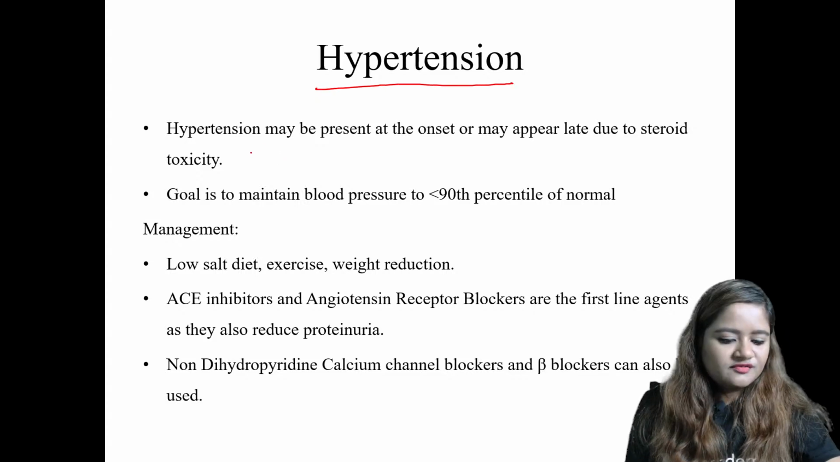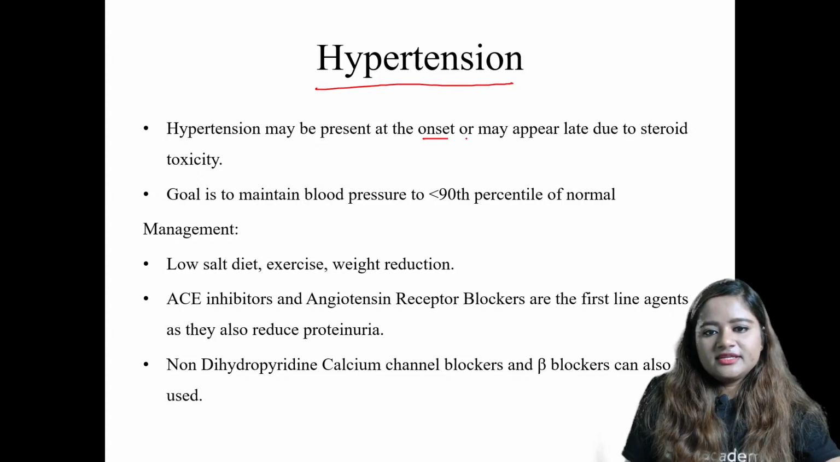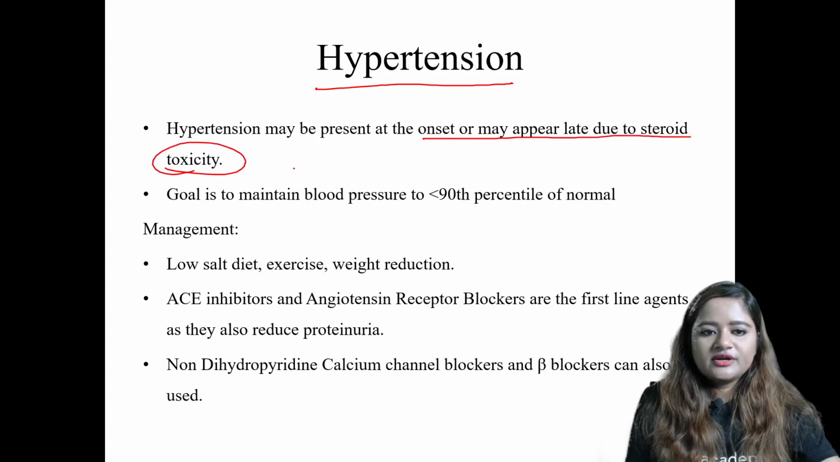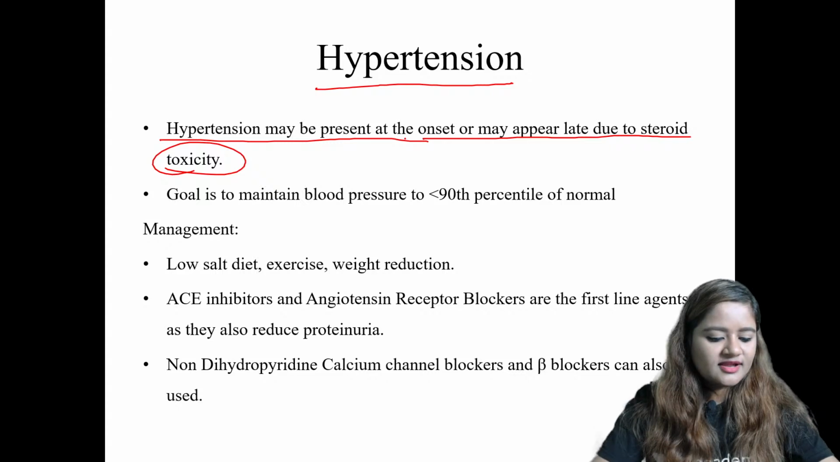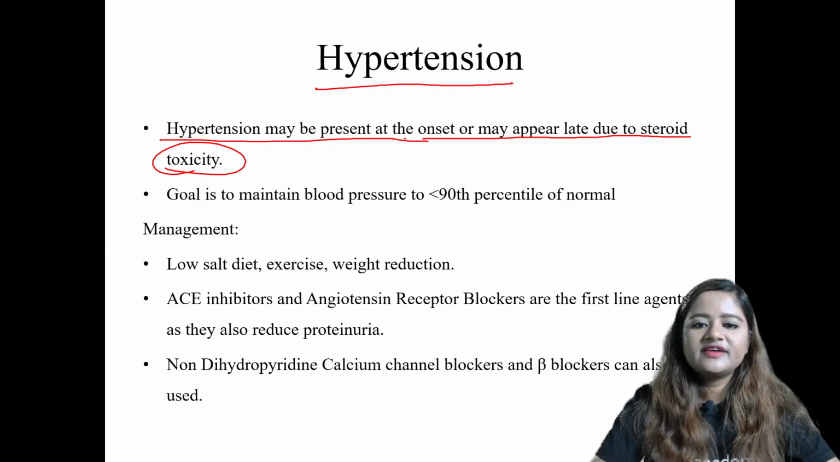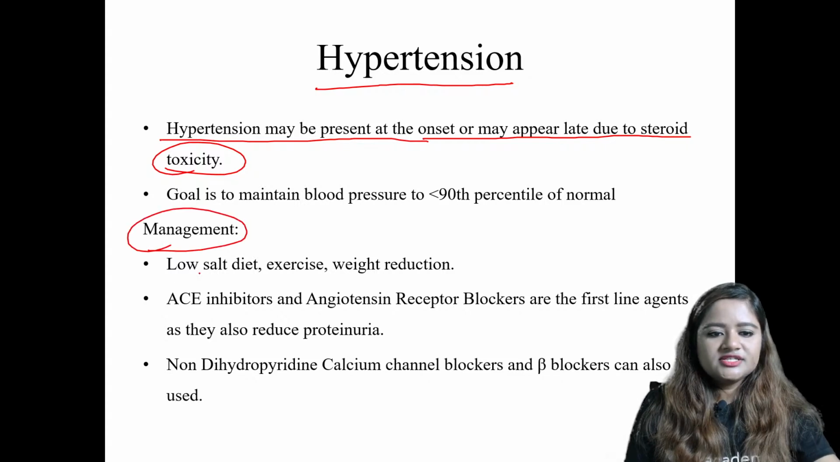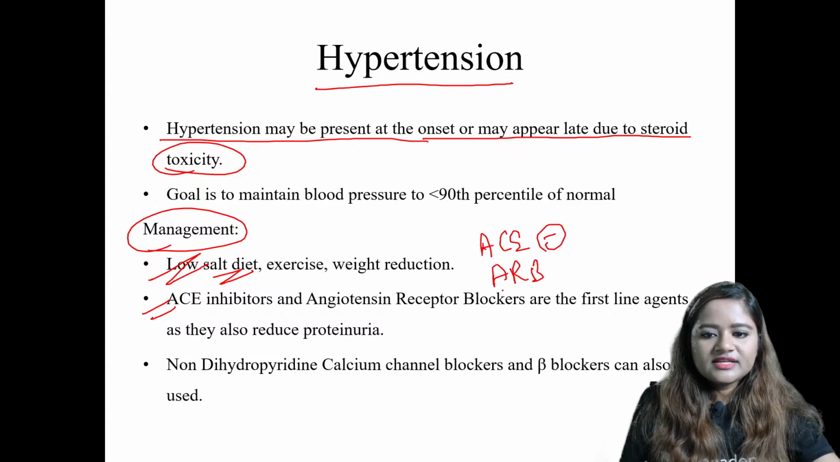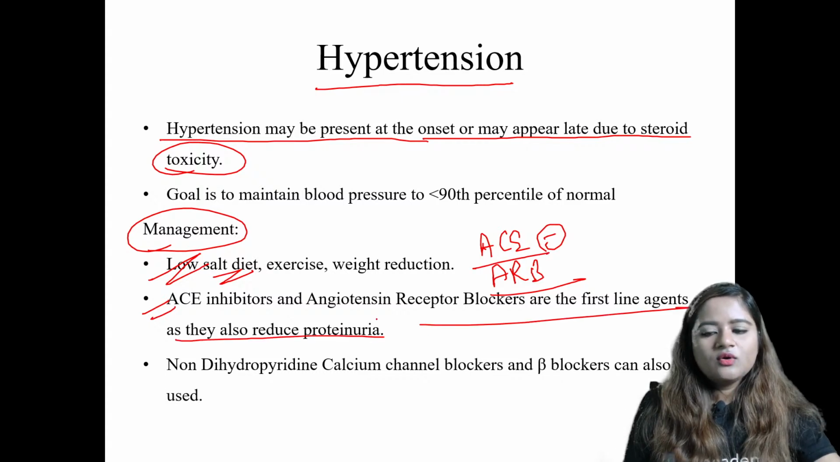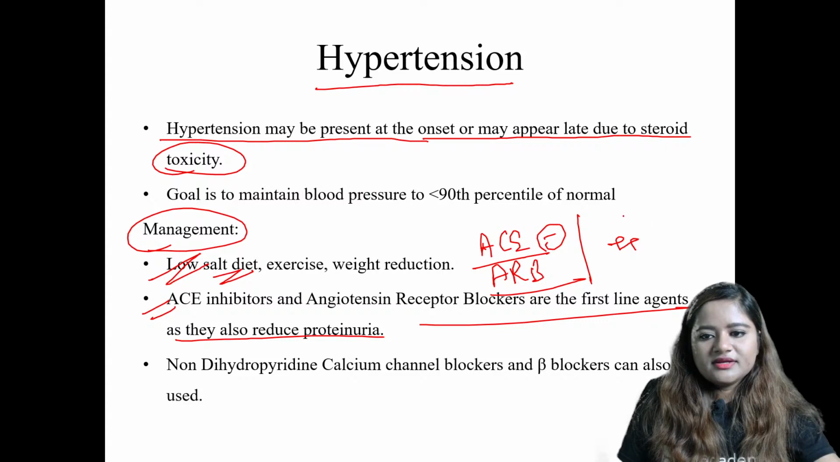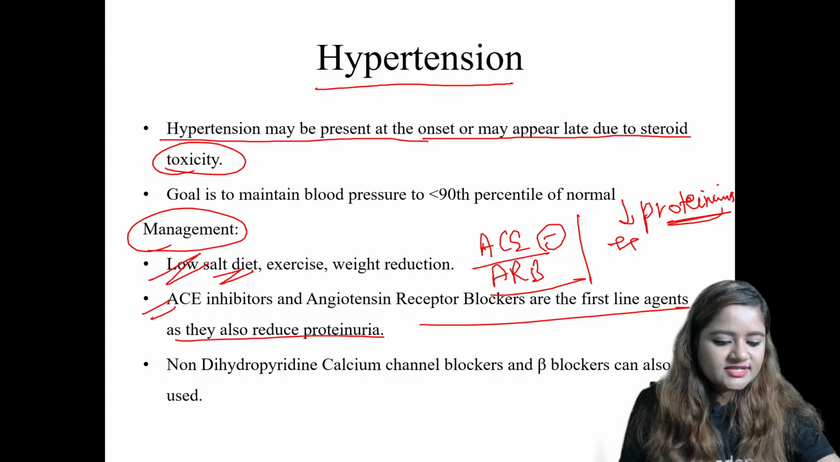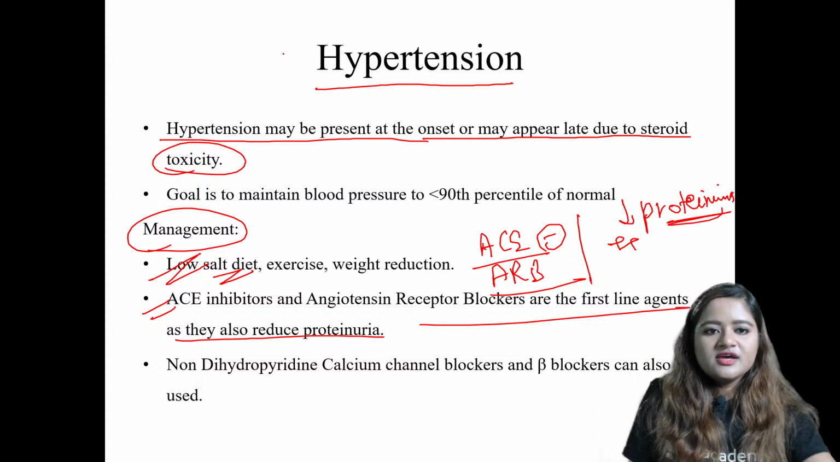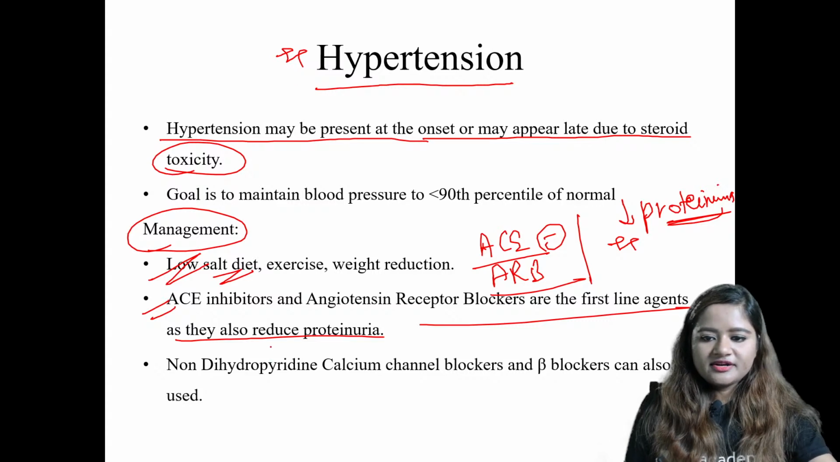Hypertension is another problem that you can face during your management. It may be present at the onset or may appear late due to steroid toxicity. Because renal damage is happening in nephrotic syndrome, hypertension can occur very easily. So what will you do for hypertension initially? You can advise a low salt diet. You can also add antihypertensives, that is ACE inhibitors and ARBs. These are the first line drugs used. They also have one benefit: they reduce proteinuria. So you get benefit both ways: your blood pressure is controlled and the proteinuria is also resolved. So management of hypertension becomes very important in nephrotic syndrome.